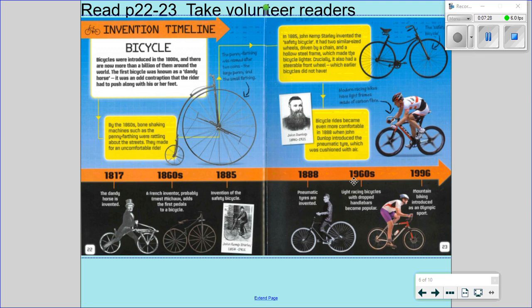In 1960s, light racing bicycles with dropped handlebars become popular. Then 1996, mountain biking introduced as an Olympic sport. Now on to our next invention.